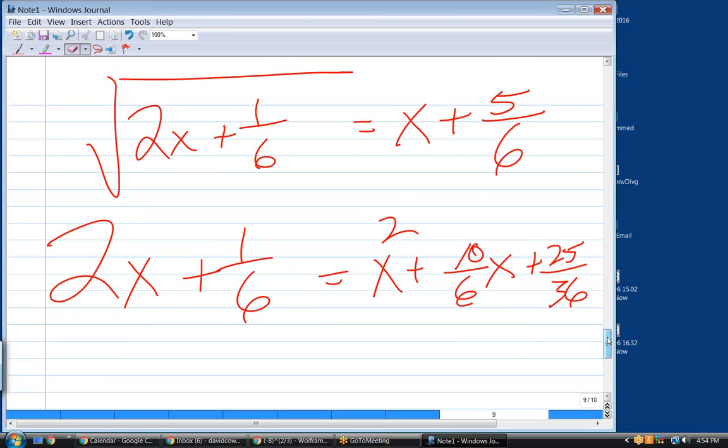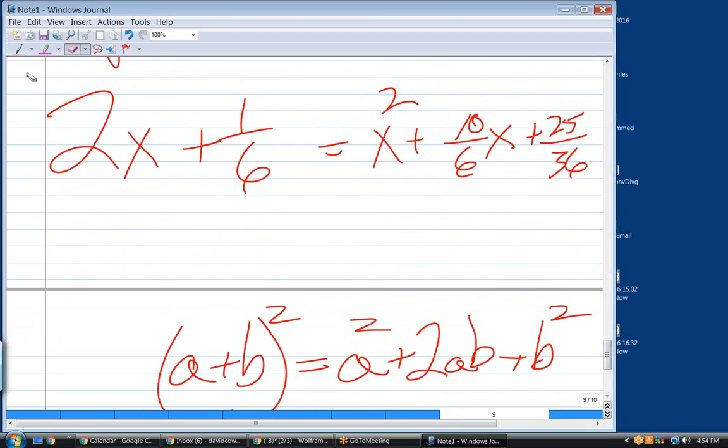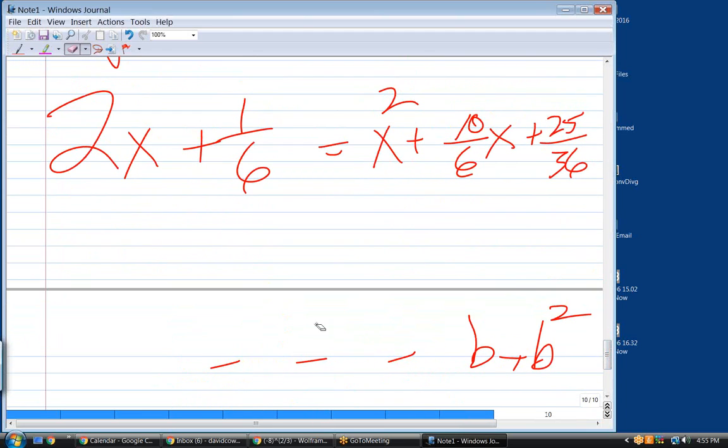Okay? So, what now? How are we going to solve this problem now? That's a good question. What are we looking at? Quadratic, right? So whenever you have a quadratic, you want to put 0 on one side of the equation and everything else on the other. So just put it all on one side.